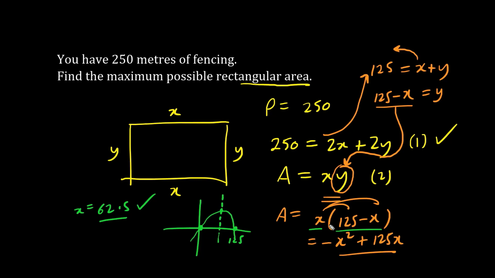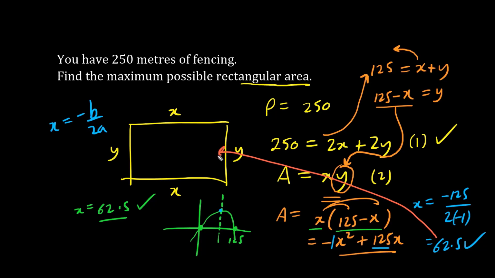Another way of solving the x value at which we have the maximum, or the vertex, is to use the formula x equals negative b over 2a. Our a value is negative 1 and our b value is 125. So x equals negative b over 2 times a, which is negative 1. Two negatives cancel out. We get 125 divided by 2, which is also 62.5 as our x value. So we know that x equals 62.5.